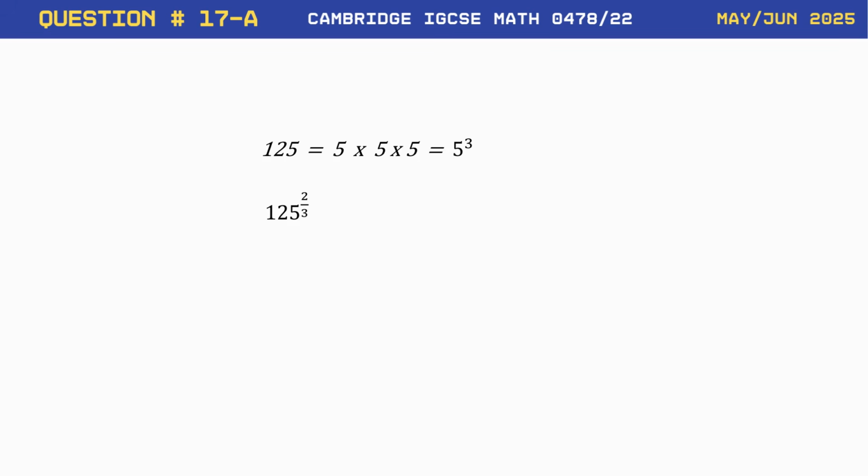So 125 raised to the power of 2/3 can be written as 5 cube raised to the power of 2 by 3. The powers will multiply, so 3 into 2 by 3 becomes 2, as 3 divided by 3 is 1. This simplifies to 5 raised to the power 2. Square of 5 is 25, so our answer is 25.